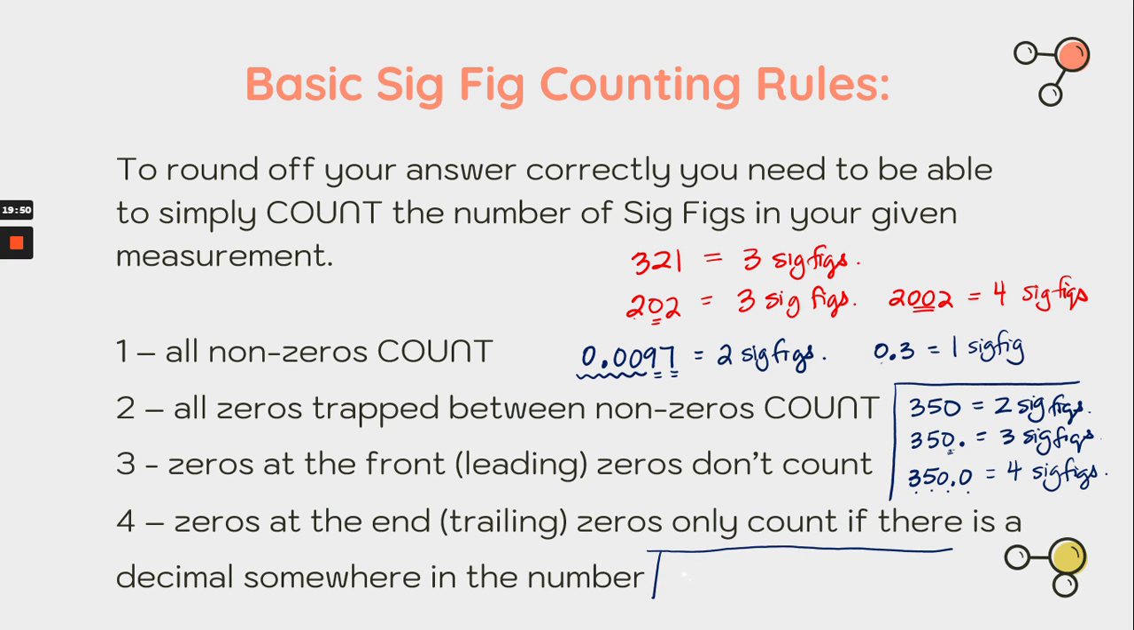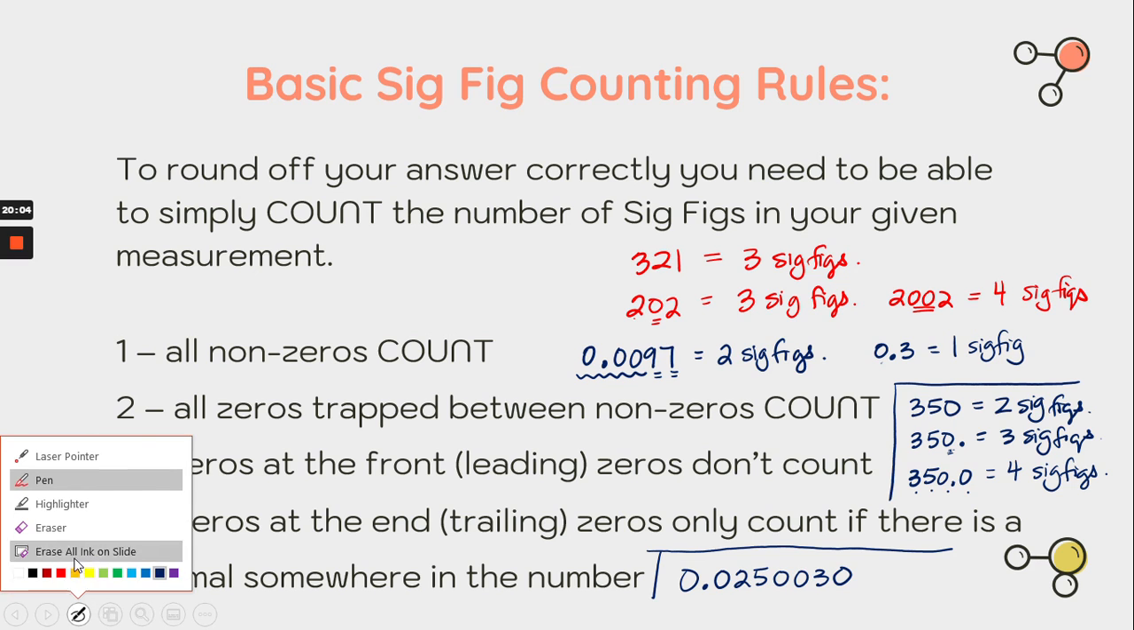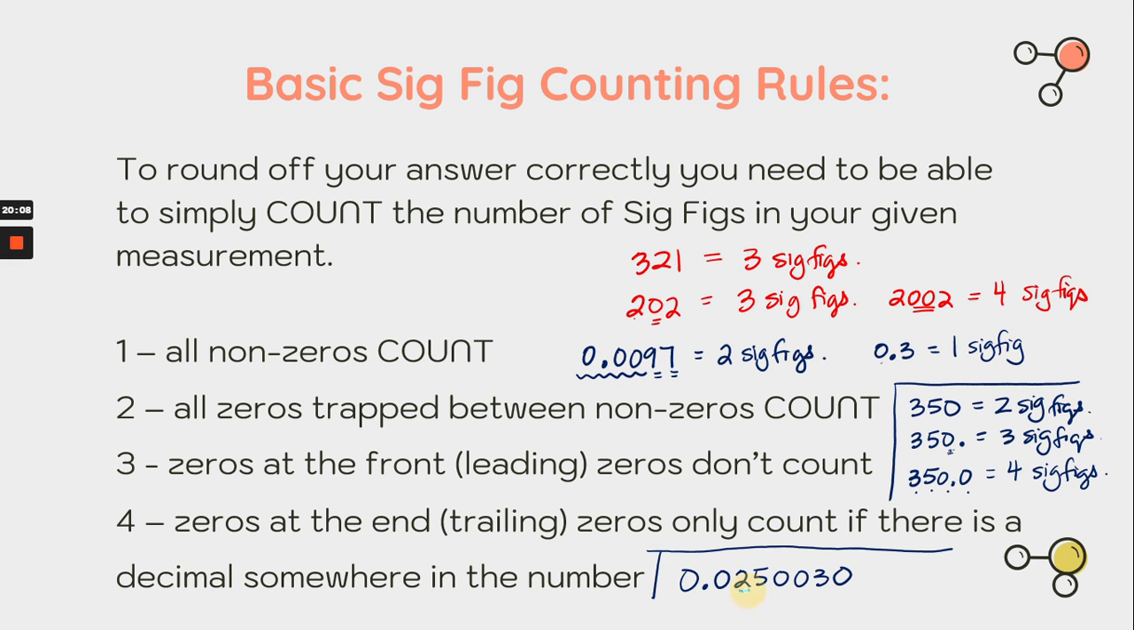I could have a number like 0.0250030. I have managed to touch on almost every rule here. So which ones of these are significant? I just apply the rules. So the 2 and the 5 and the 3 I know count.